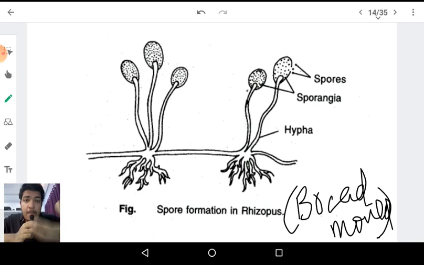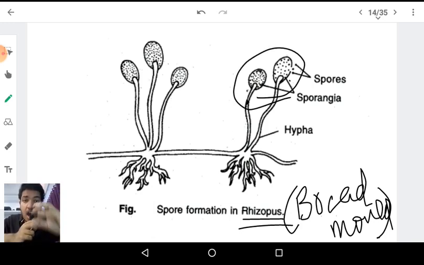If you are keeping the bread in the open, you can see that after a few days there are some black patches on the bread surface. This is nothing but due to the formation of rhizopus. Now this rhizopus has a large number of sporangia. Sporangia are structures which consist of a large number of spores inside them.